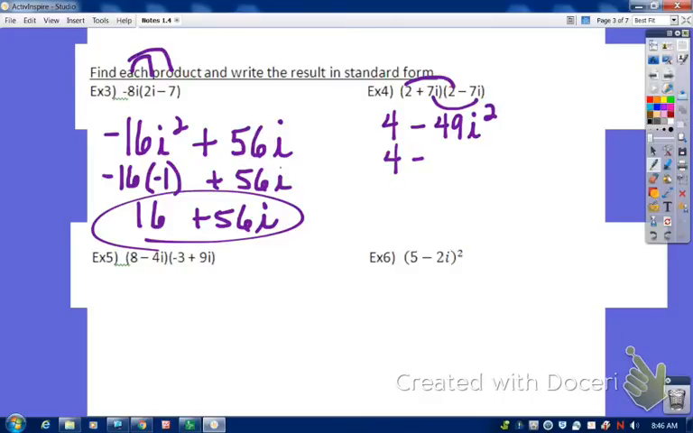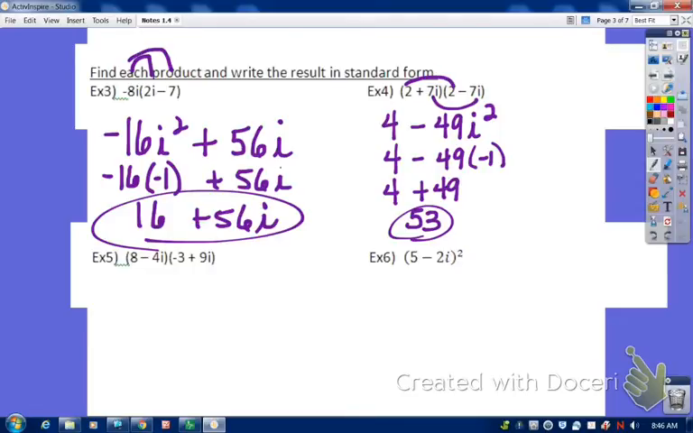Then we said anytime we have an i squared, we're going to substitute in -1. So that gives us 4 minus 49 times -1. I like to think of that subtracting 49 as a -49. That's okay to do. So that's a -49 times a -1, which is a positive 49. Final answer is 53. So this number is complex, but it just doesn't have an imaginary part. It's just 53.